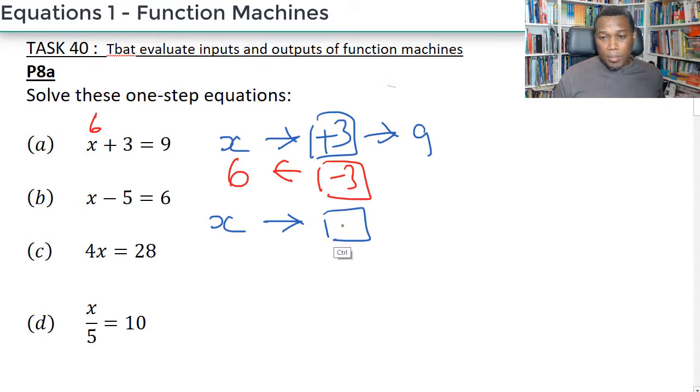I need to make this a bit clearer. I take away 5, and that is giving me 6. So going backwards, what's the opposite of taking away 5? It is adding 5. So 6 plus 5 gives me 11, and I can check it here. 11 take away 5 is 6. It works. The function machine is a powerful tool to solve equations. That's what I was trying to show you before.